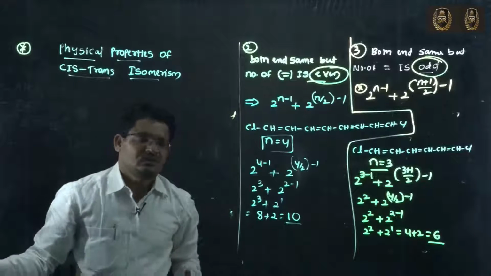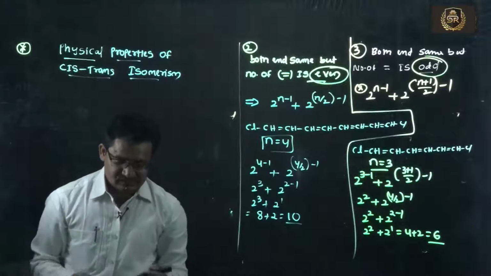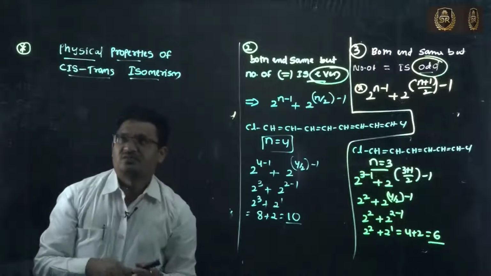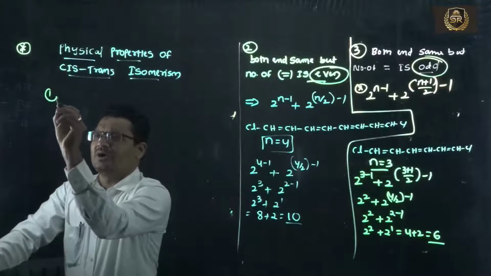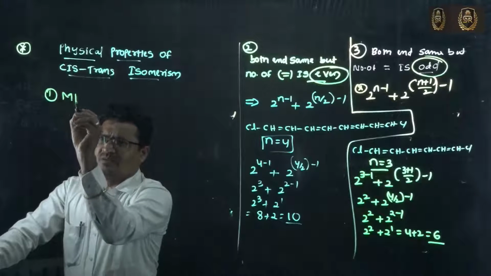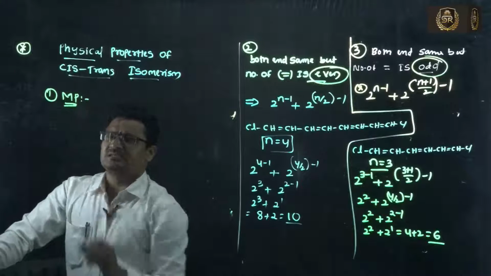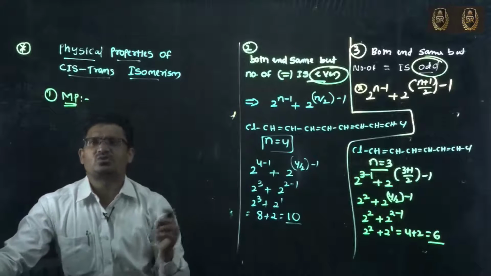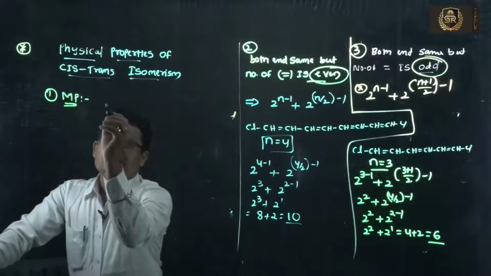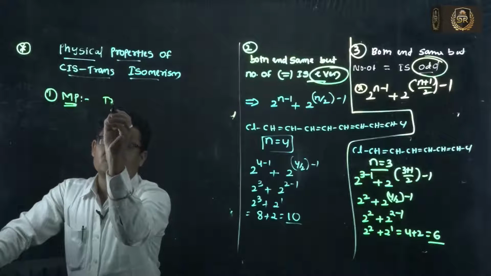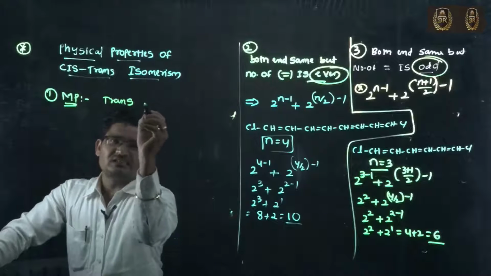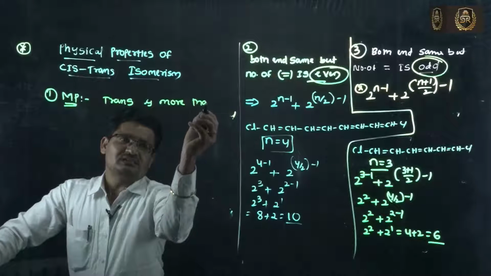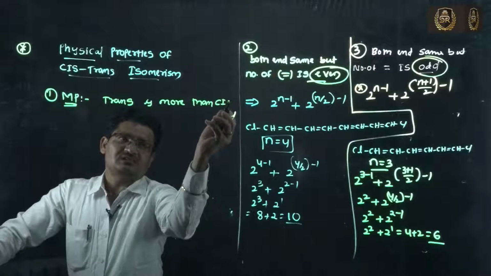So what are the physical properties of cis-trans isomerism? The first point is melting point. What is the melting point? The melting point of trans is more than cis. Trans is more than cis.